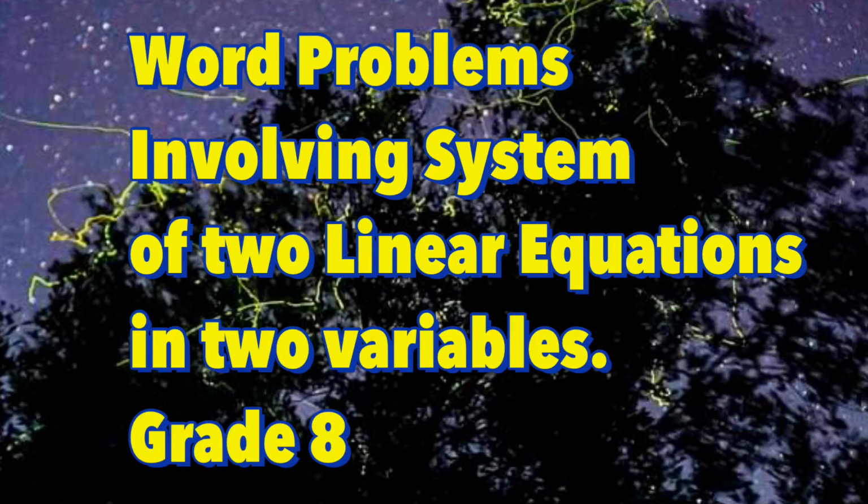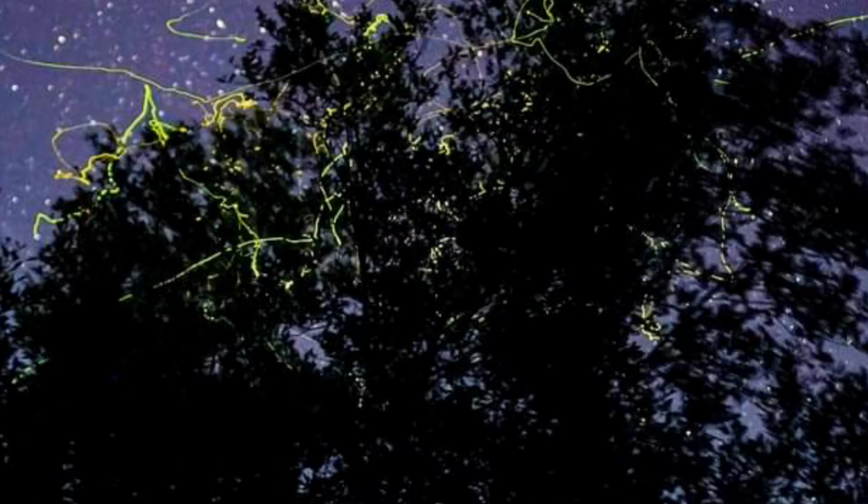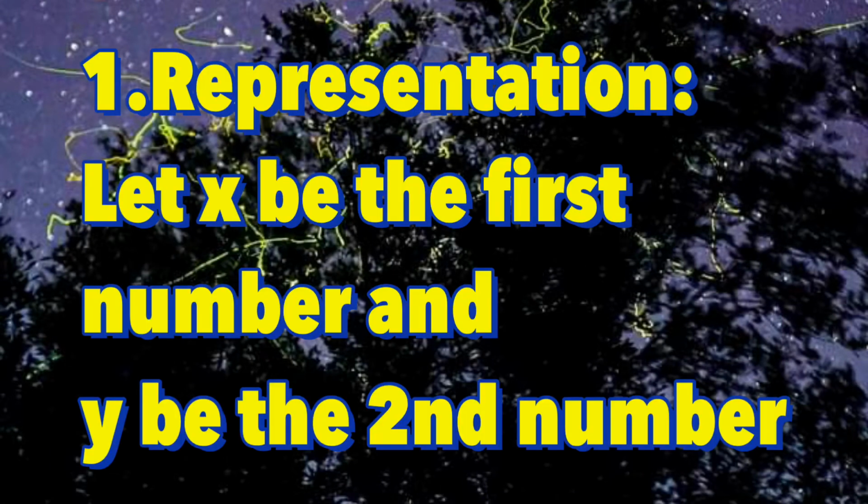Today we're going to study word problems involving a system of two linear equations in two variables. We have the problem now. The sum of two numbers is 32 and the difference is 6. Find the numbers. In solving this kind of problem, we have 3 steps to be followed.